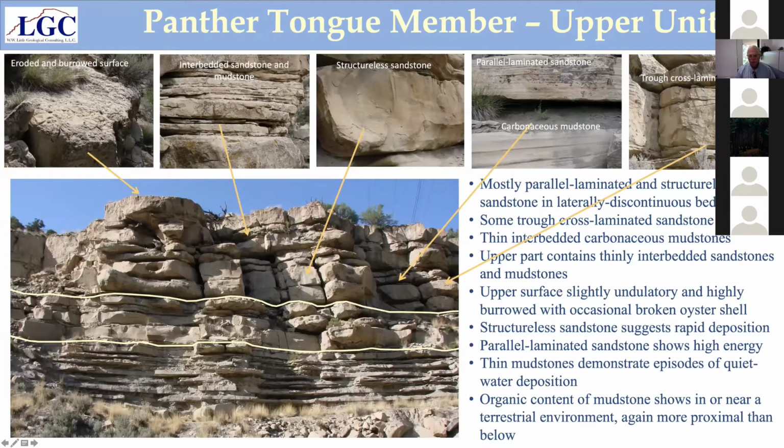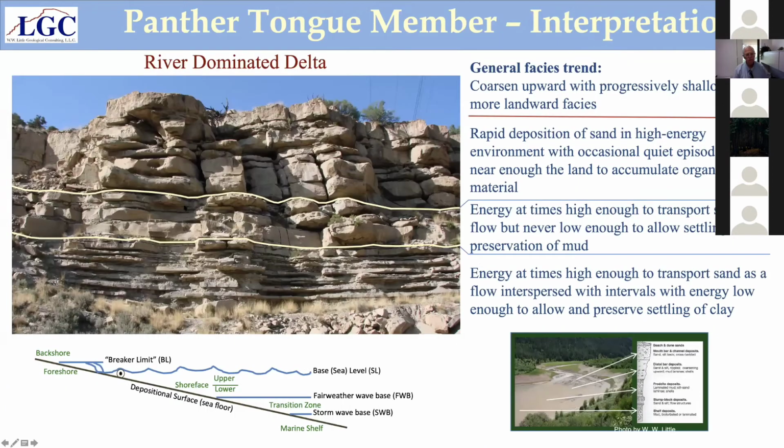And so again, we're looking at a situation where we're probably more landward than we were in the one that's underneath. Okay, so in terms of interpretation, how have we used the sedimentary structures to identify the depositional system? First of all, what is the system?